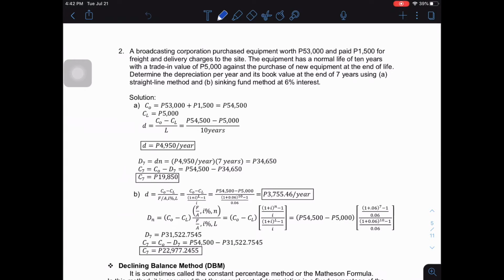Now, at the end of 7 years, the depreciated amount will be 34,650. We're going to subtract that from the original cost of 54,500, giving us the cost at the 7th year as 19,850.